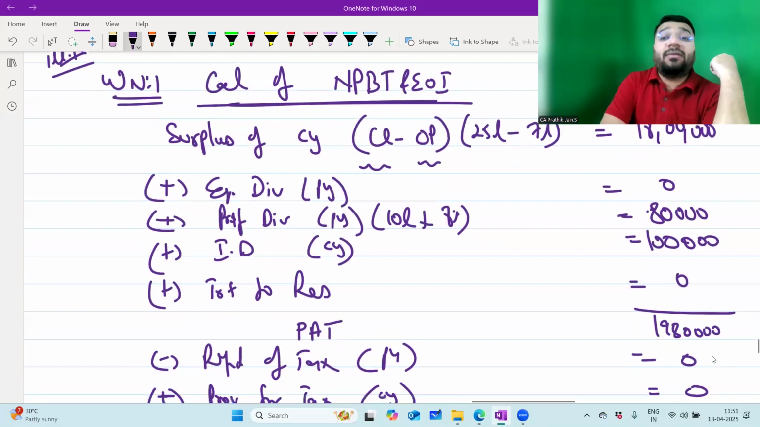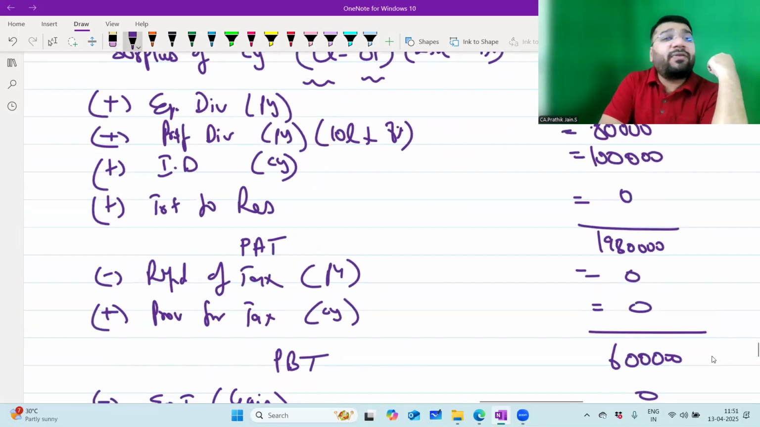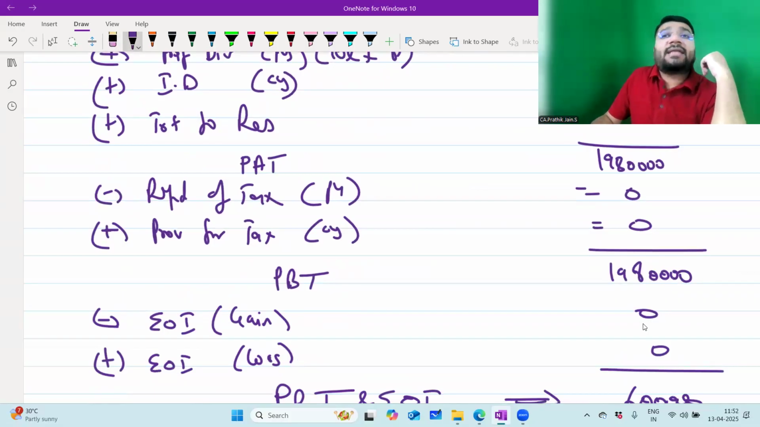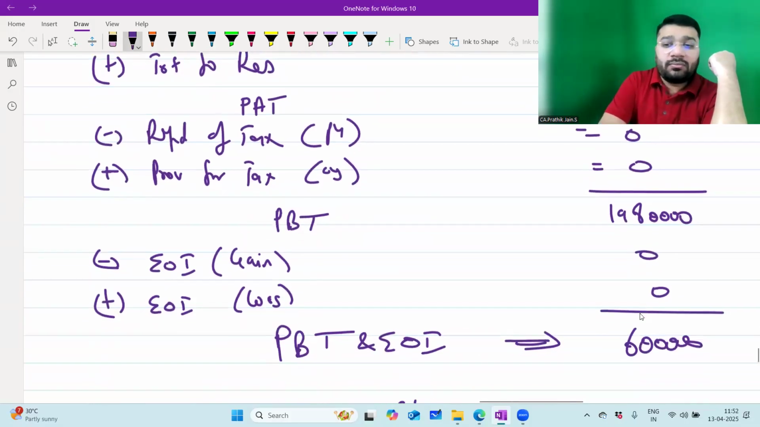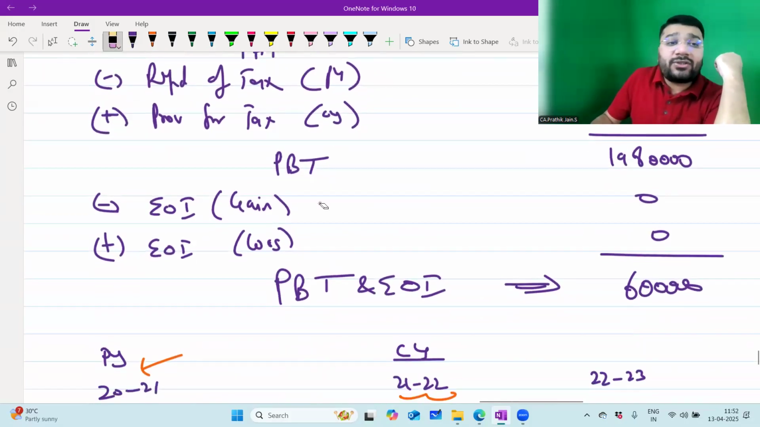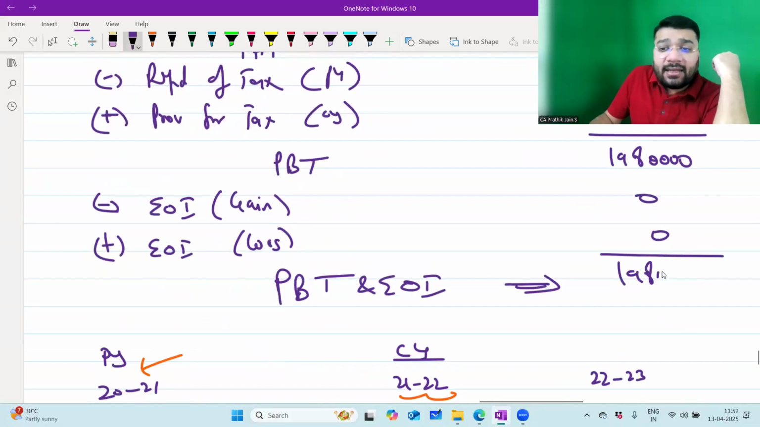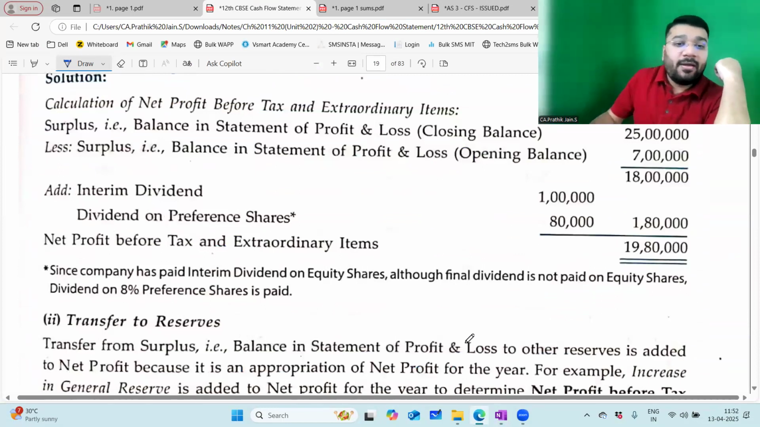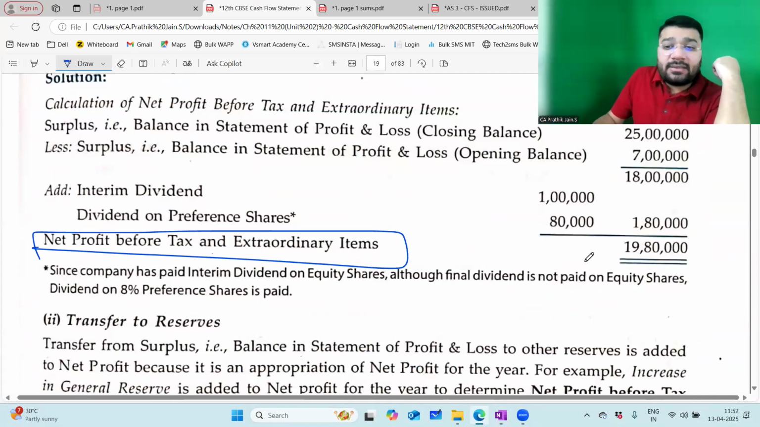Can we start the cash flow statement with PAT? No. Refund of tax and provision for tax are not there. So what is your PBT? Same, 19 lakh 80,000. Any extraordinary item? No. So what is your profit before tax and extraordinary item? 19 lakh 80,000. So net profit before tax and extraordinary item is 1980.